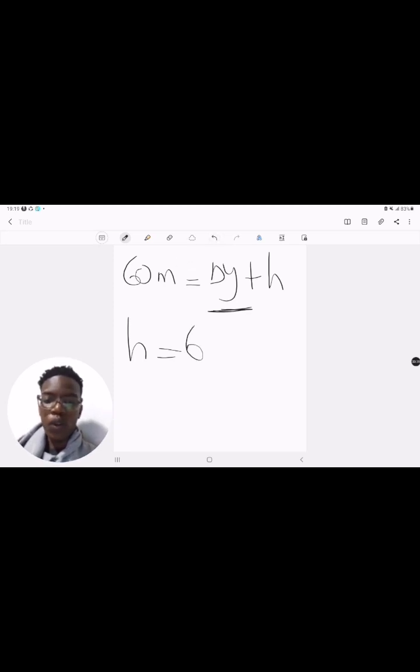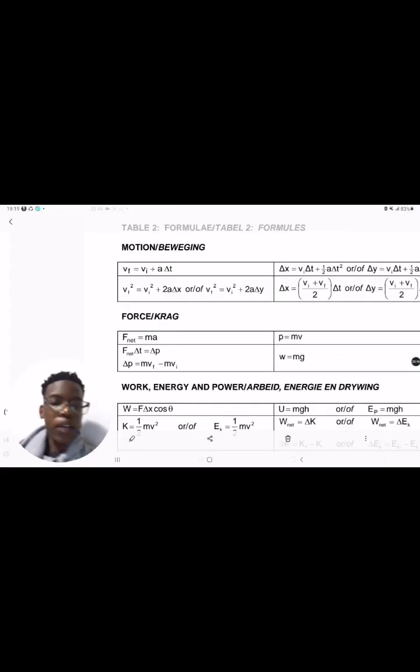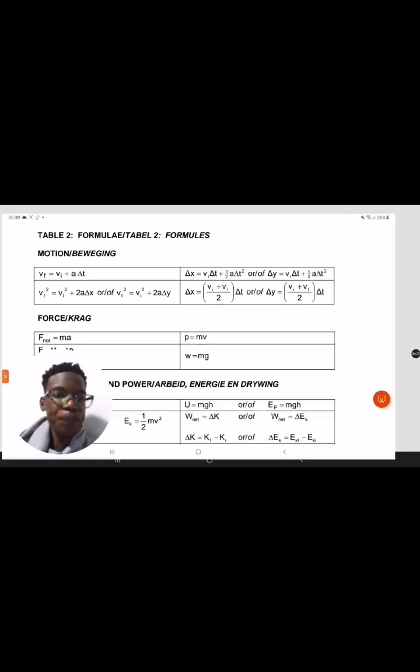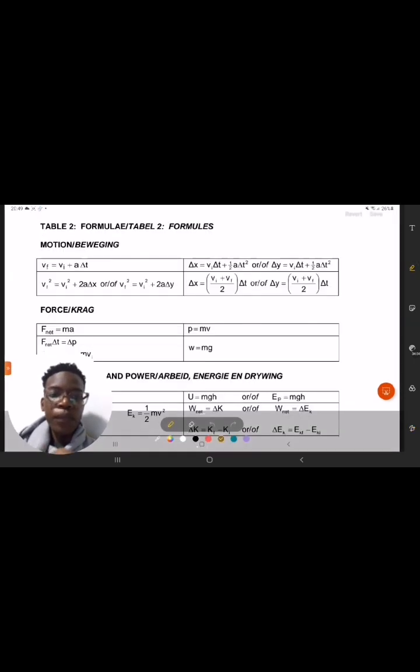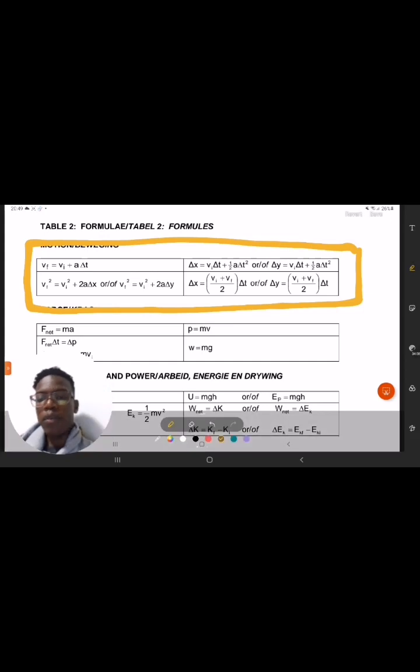So this will be equal to 60 meters, it's that 60 meters there, minus delta y. Now if I can find delta y, then I will be able to find h. Okay, so now let's go back to our equations of motion. Here are my equations of motion again. You will remember this, we just spoke about it. There's your table.